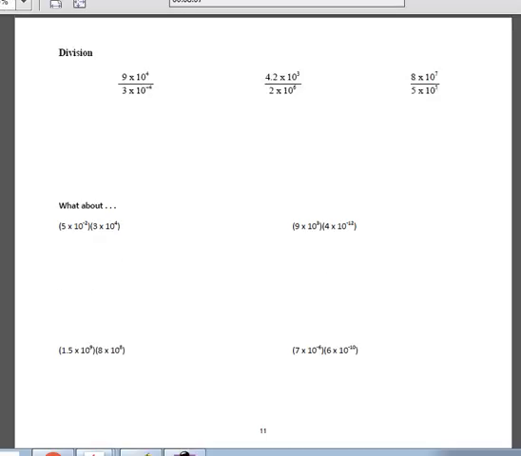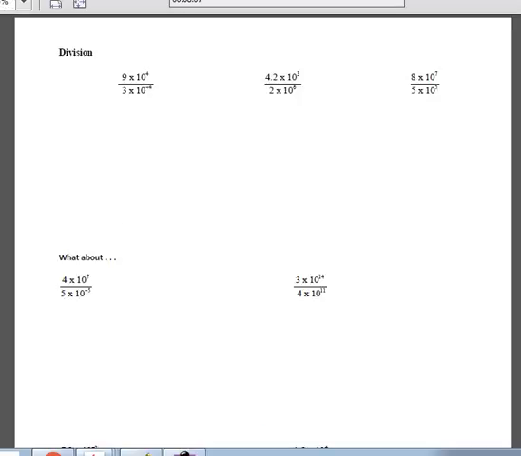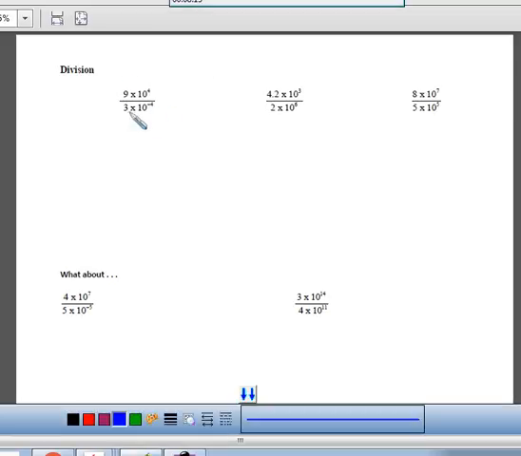On the next page, page 12, now we're going to talk about division. With division, you can rewrite it if you want. I tend to just kind of draw a line down the middle and focus on the numbers on the left side and then on the right side. So over here I have 9 divided by 3. So 9 over 3, which is equal to 3.